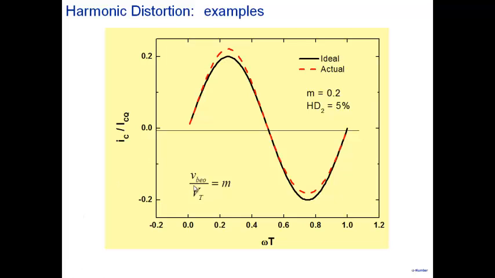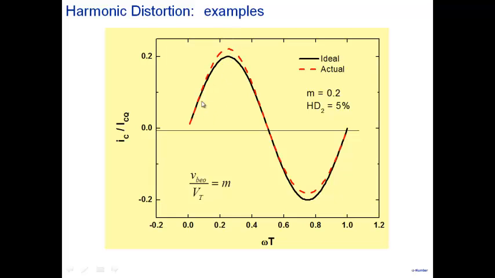What am I plotting? IC is the sinusoidal IC, normalized by the bias current here. And this, the black one, is what I get from the ideal value. Ideal value meaning GM times VBE. That's the ideal value, or what my small signal approximation gets. The red one shows you the actual IC that you get here. So the black one is the ideal sinusoid, and the red one shows you the distorted sinusoid.